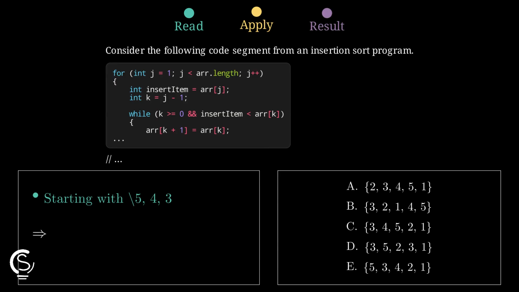For the second pass, j equals 2, so we pick up 3. Shifting 4 and 5 right places 3 at the start, giving option C.